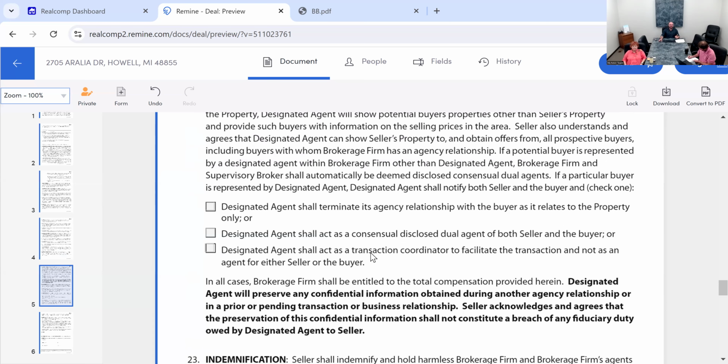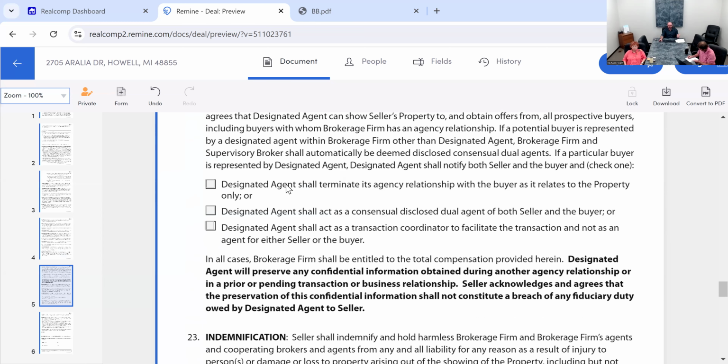That's why contracts are fun. Just the fact of something being capitalized versus not makes a big difference.